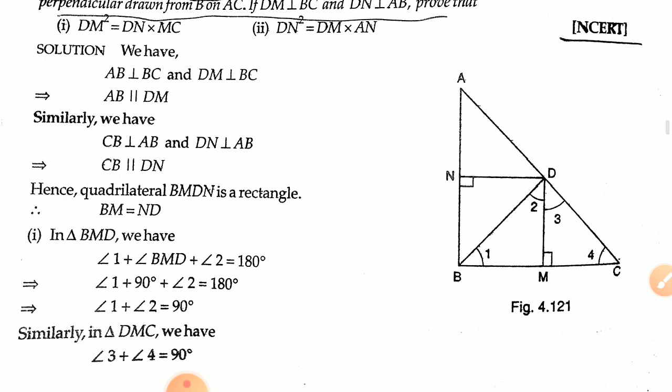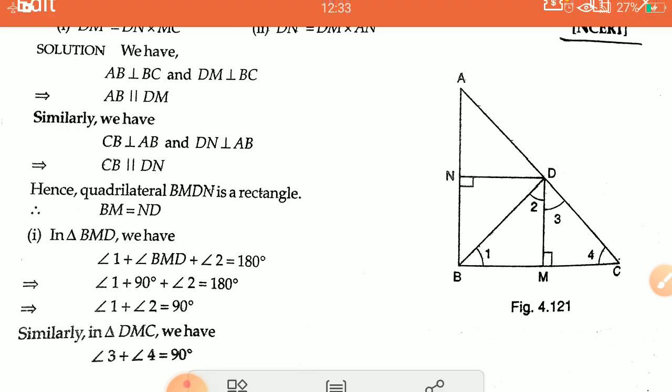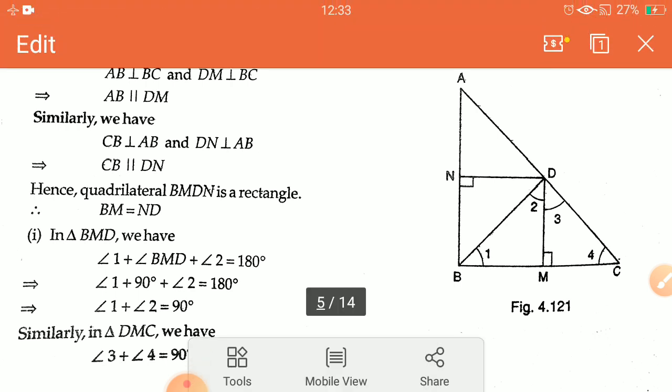Now we will see the answers one by one. Here, solution: we have AB perpendicular to BC. Why? Because we are given that ABC is a right angled triangle and it is right angled at B, and therefore AB is perpendicular to BC. Similarly, DM is perpendicular to BC. Is it correct? So DM is perpendicular to BC.